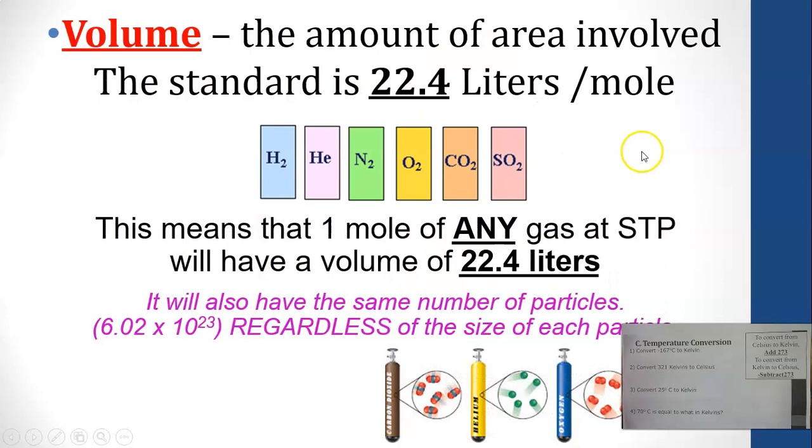Volume is the amount of area involved, so that's how much space something takes up. The standard volume is 22.4 liters per mole for any gas, and it can be any gas, not just the gases that are listed there. Also, a point to make note of, there will also be the same number of particles in a mole of gas. Okay, it's Avogadro's number of particles in a mole of gas, regardless of the type of gas.